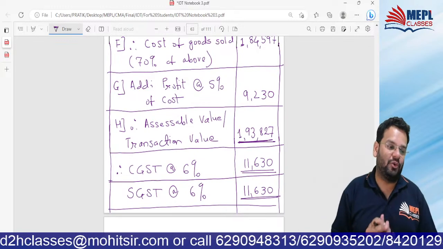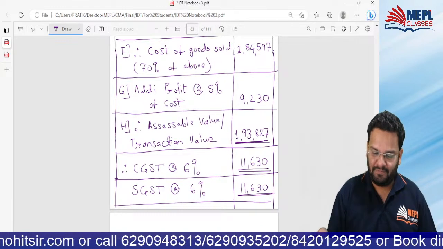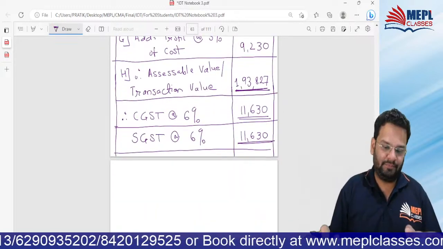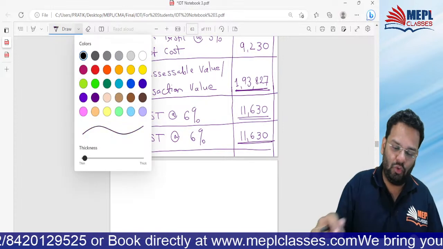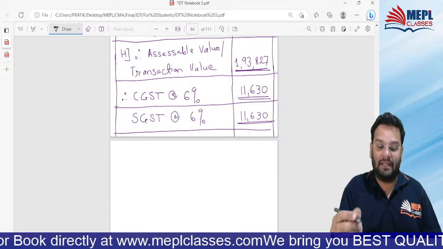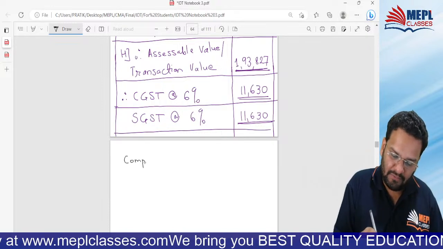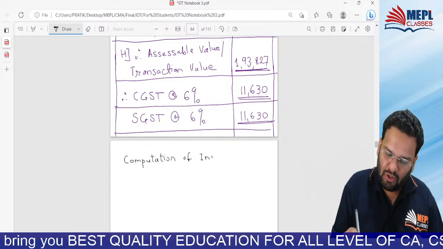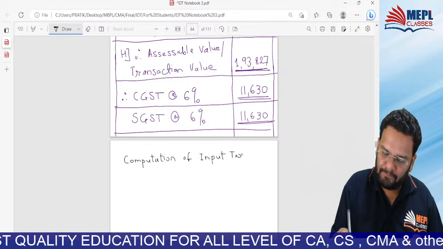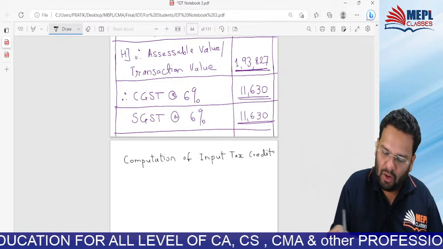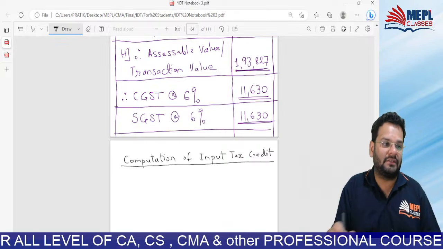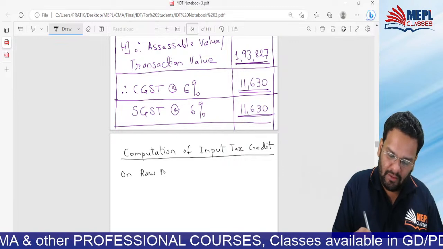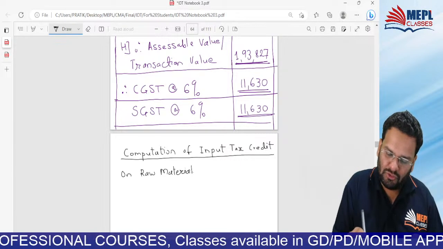So this way you have to find out the cost. Okay. So let's go ahead now. Now what we will do is, do you know what is the ITC? Let's find out ITC. So computation of input tax credit. Okay. How do we compute input tax credit? On raw material A.